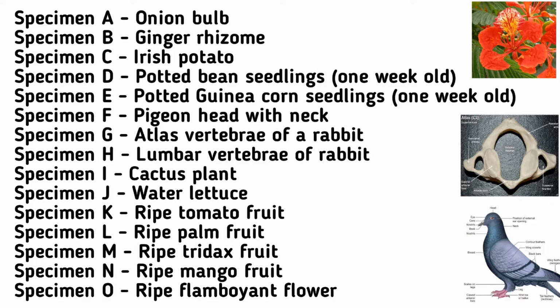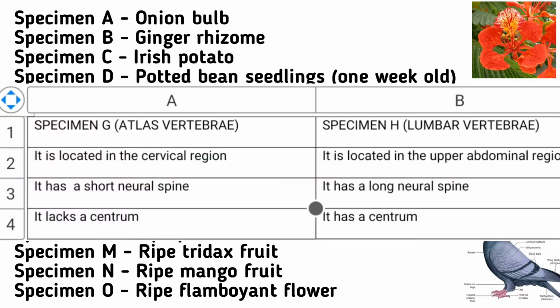Then lastly, tip number 5, when you are told to find the difference or to differentiate or to contrast, you must do that on a table. Always draw a table when you are told to give the differences between two specimens. Just like when you are told to find the difference between the atlas vertebrae and the lumbar vertebrae, do that on a table.